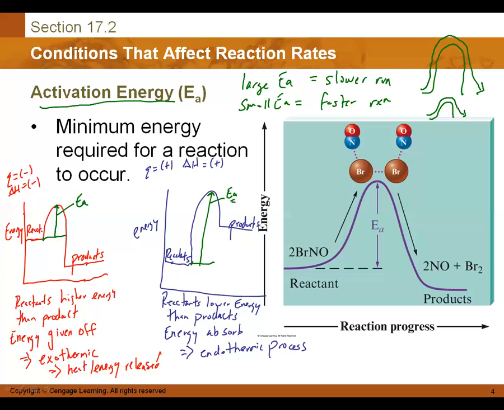Now, when we get to the top of the hill, and we'll just use their little picture here because it's nicely drawn, remember, as we were talking about before, as this reaction is taking place, we have to break all these bonds on this side for our reactants, and then we need to make all these bonds on this side for our products. And when we get to the very top of the hill, this is what is sometimes referred to as the transition state.